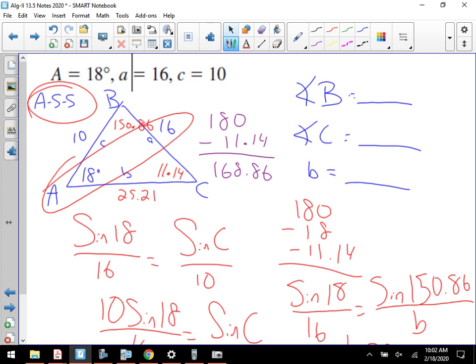Now, the textbook has a really long-winded, and every textbook I've ever seen has this really long-winded, awful definition of how to check to see if this works. There's a really easy way. We always check the supplement. The supplementary angle of this, if you have to find an angle first because you started with angle side side, you always check this supplementary angle, the 168.86. I add it to my given angle.